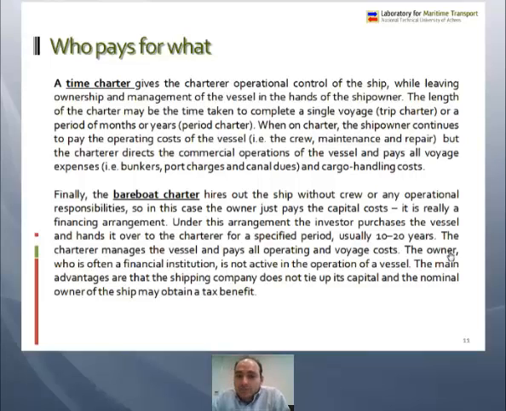What is important is that when on charter, the ship owner continues to pay the operating cost of the vessel, including crew, maintenance, repair, and so on. But the charterer directs all the commercial operations of the vessel, like the speed and things like that, and pays all voyage expenses: bunkers, port charges, cargo handling costs, and so on.